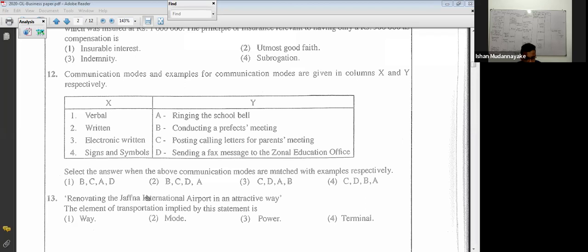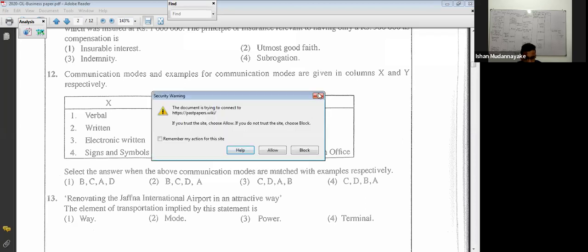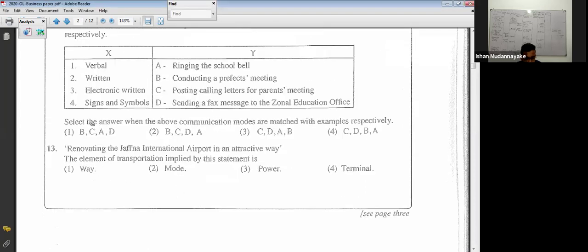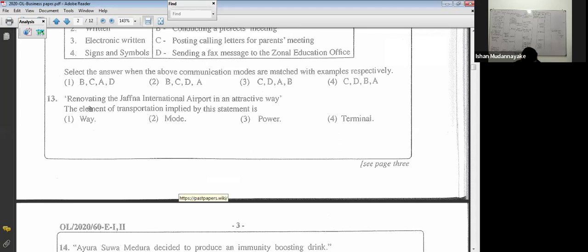Right. Now I look at the question number 13. Renovating the Jaffna International Airport in an attractive way. The element of transportation implied by this statement is first answer. Renovating Jaffna Airport belongs to what? Belongs to terminal. Yes, correct. Akshaya correct. Hasudu correct.